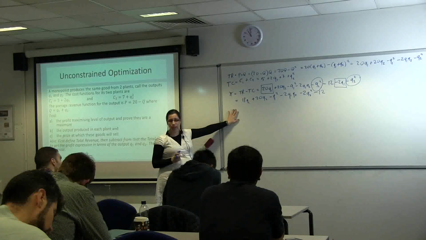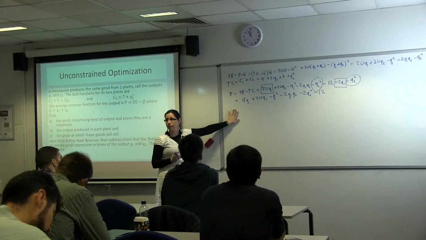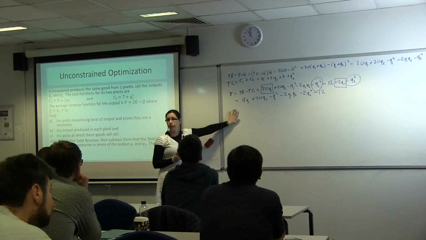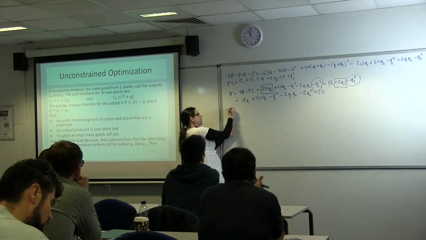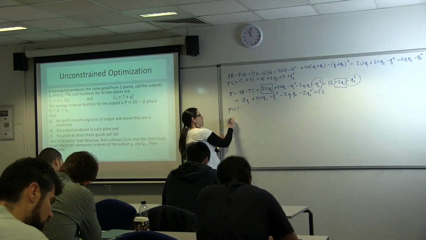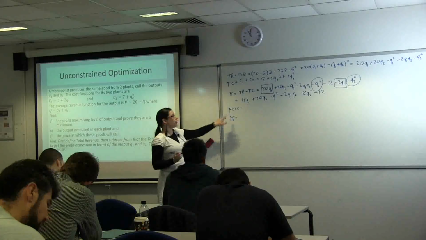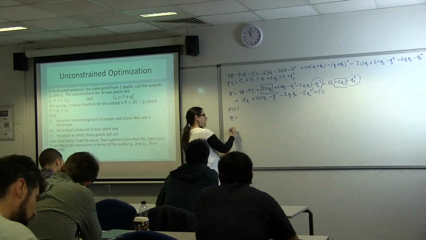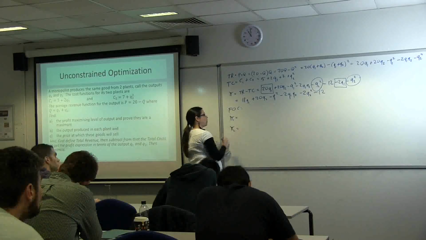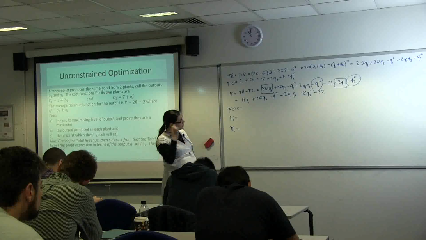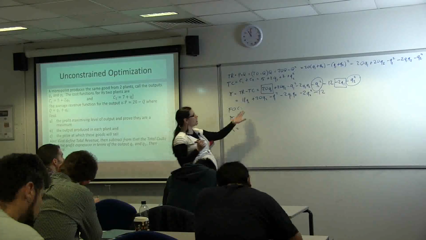Okay, now how do we maximize it? Taking the derivatives. So I need again the first order conditions. So I need to differentiate the profit with respect to Q1. And I need to differentiate the profit with respect to Q2 as well. So the derivative with respect to Q1 is?